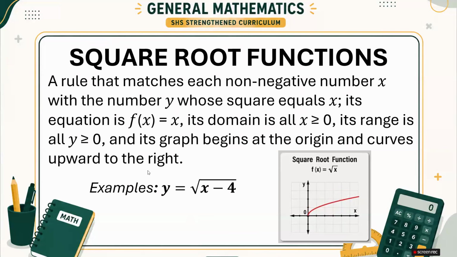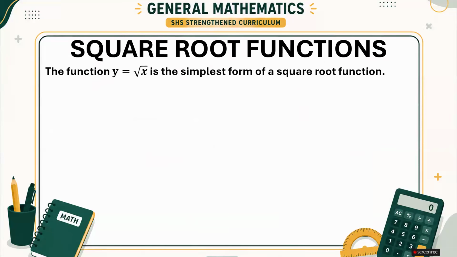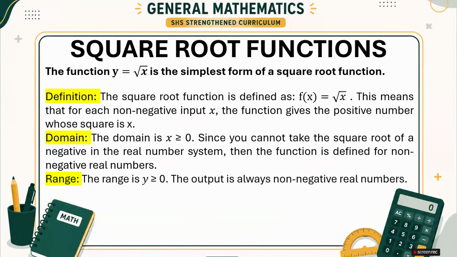For example, y equals the square root of x minus 4. Now let us proceed to the domain and the range of the square root function. For the x values, they must all be 0 or positive. So the domain is x is greater than or equal to 0. And the outputs are also 0 or positive. So the range is y is greater than or equal to 0. We cannot input a negative value because it will be imaginary, right? Because the square root of -1 is imaginary. So the domain and the range must all be positive.